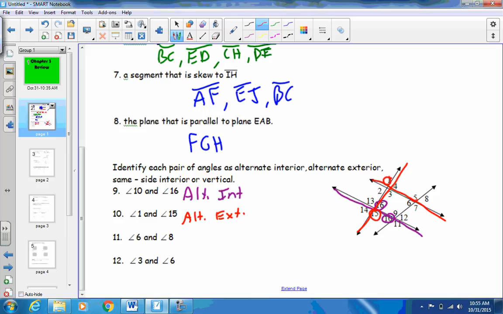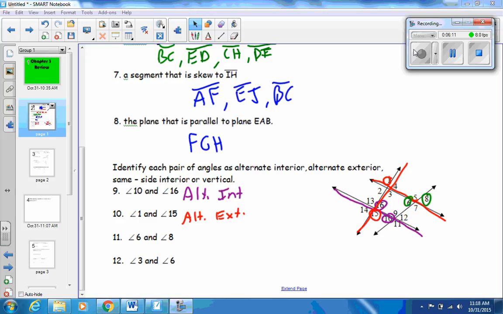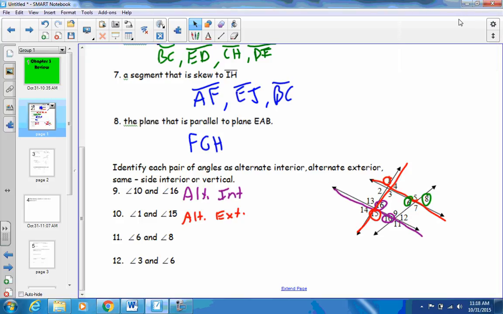All right, angles 6 and 8. We'll do those in green here. Well, those are just opposite of each other. So those two angles, 6 and 8, are, of course, called vertical angles.